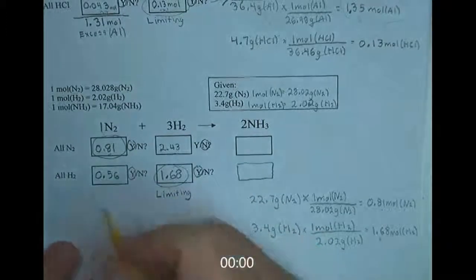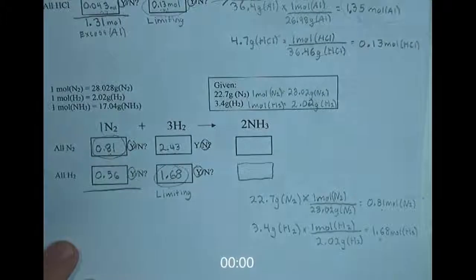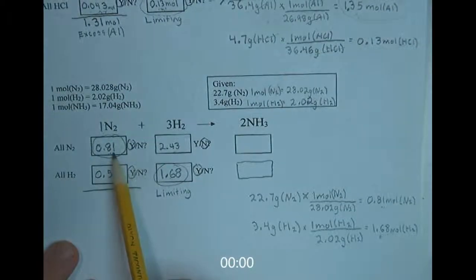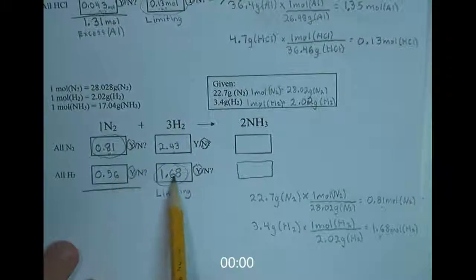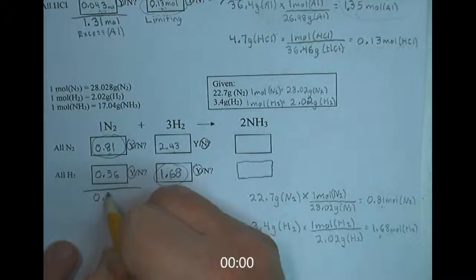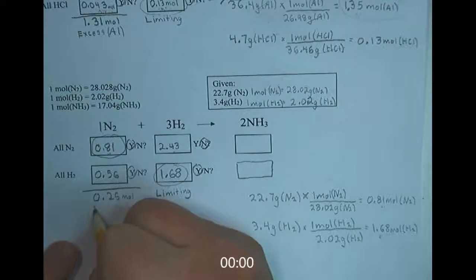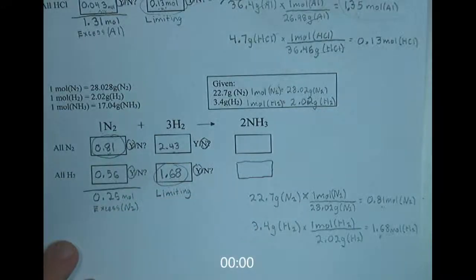And now we can figure out what our excess is. It's always the bigger number minus the smaller number, okay? We were given 0.81 moles of nitrogen. We only had to use 0.56 moles to use up all the hydrogen. So you do a little subtraction problem and you get 0.25 moles, and that's excess nitrogen. Okay, and there you go.